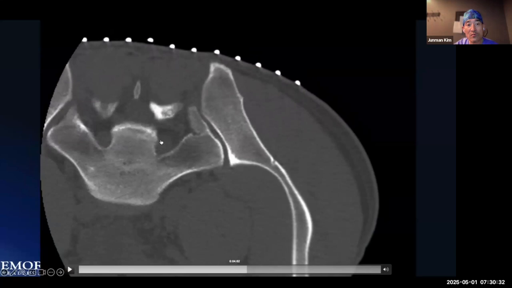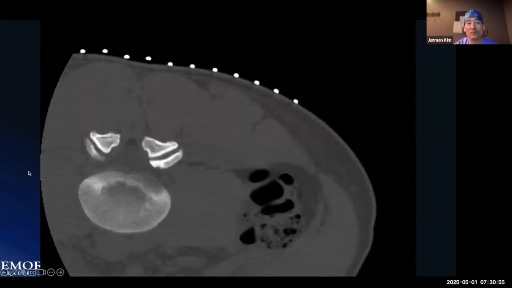It'll be a little difficult, but you can actually see some fat density here. And this is the S1 nerve root right here. So I saw the opening through S1 neuroforamen right there from posterior. So this is the only approach that we can do the nerve block for this one.